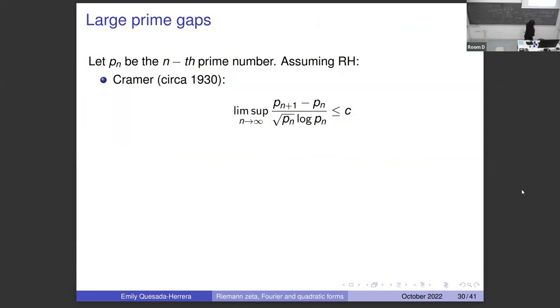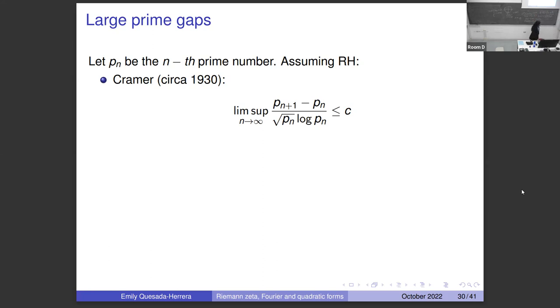So now, the other problem that we want to study here is the problem of gaps between primes. We want to study what the largest possible distance between consecutive primes is, assuming the generalized Riemann hypothesis. So Cramér showed that the distance between primes can be at most square root of p_n log p_n. And this is the best that we can do, even assuming the Riemann hypothesis, even though the real answer should be much smaller.